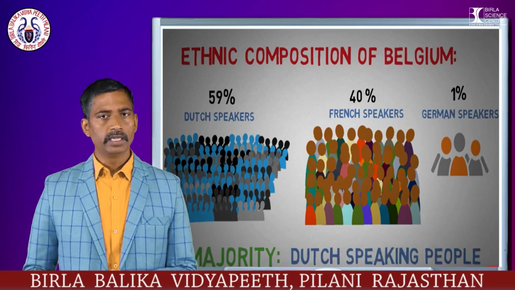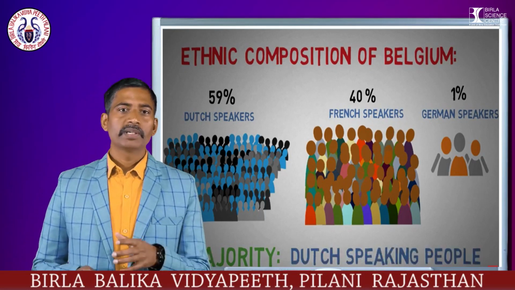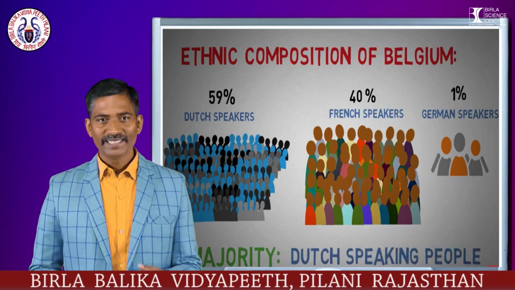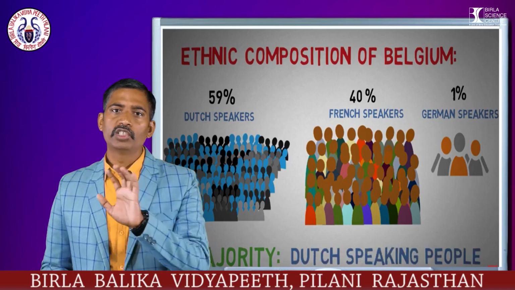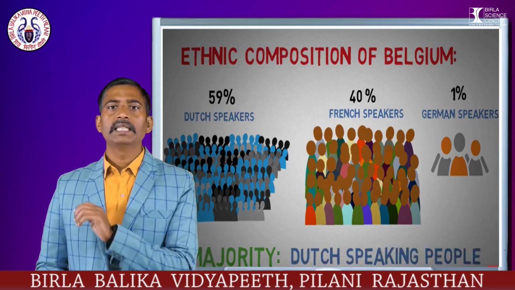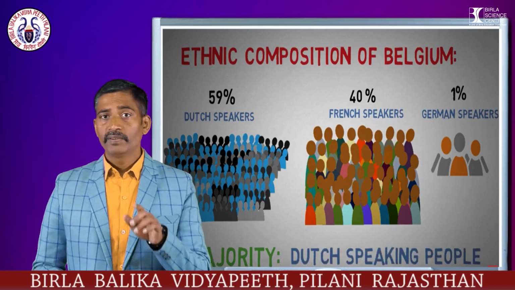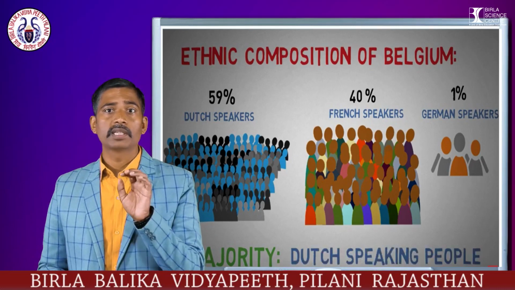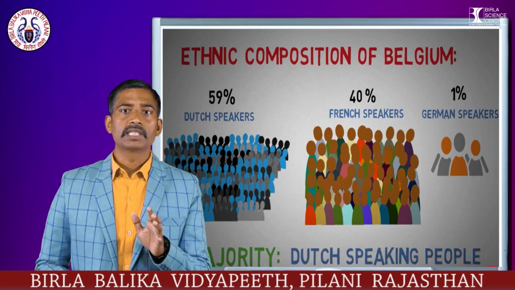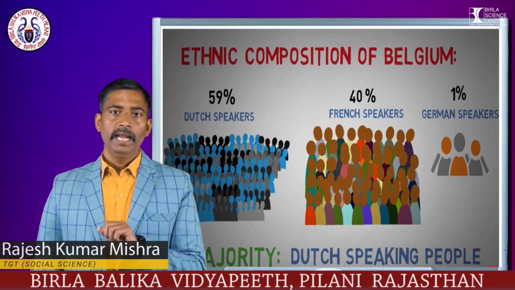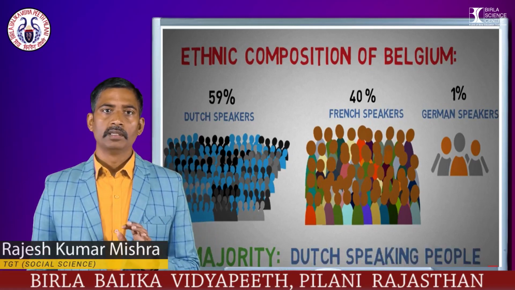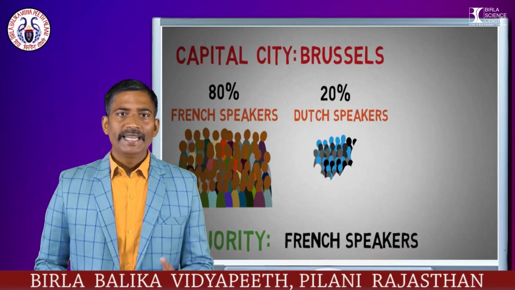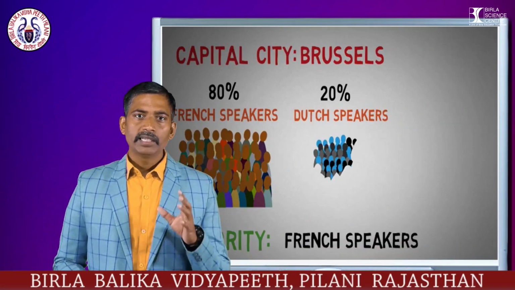In that country, 59% of the population speaks the Dutch language, 40% of people speak French, and the remaining 1% only speak German. This is the ethnic composition of Belgium: 59% Dutch speakers, 40% French speakers, and 1% German speakers. The majority in the whole country are Dutch speaking people. So these are the variations in Belgium related to language.